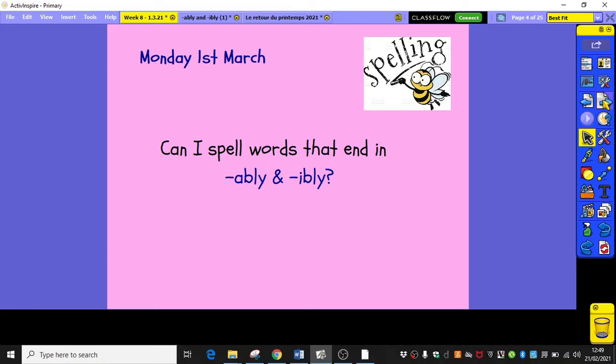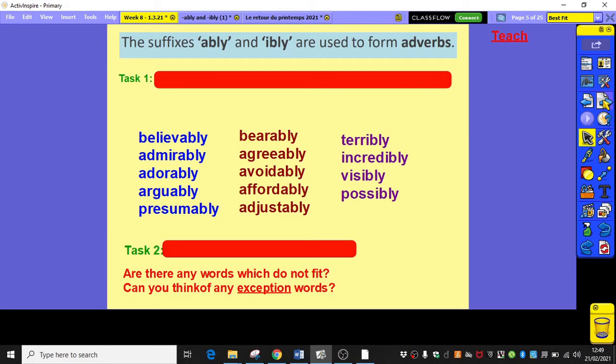Now, you're probably going to say, we've done this before. You haven't actually done this. Before you've done able and ible. So there are going to be some similarities between the rules for able and ible words that you've previously done and ably and ibly. So here's my first challenge for you. Or should I explain first that the suffixes ably and ibly are used to form adverbs.